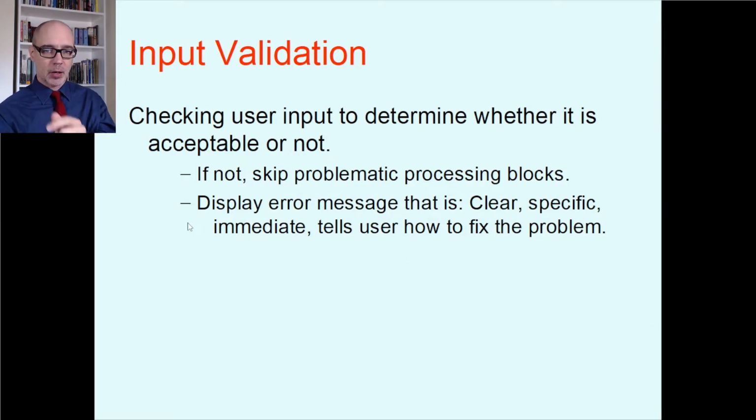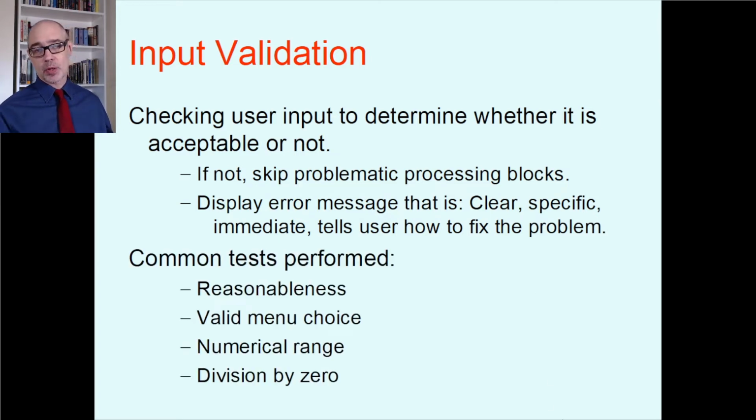You should display an error message that is clear, specific, immediate, and tells the user how to fix the problem. I always look for that very carefully on the user interfaces for assignments that students give me. Are the error messages clear and specific to the problem, do they happen right away, and do they tell the user how to fix the problem? That is what we want. If you don't do that, you're going to have vague, confusing, unclear, late error messages, and your users are going to be very frustrated and not want to use your program anymore.